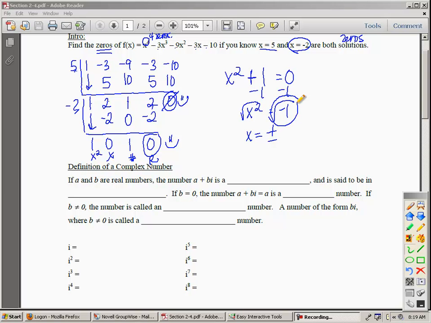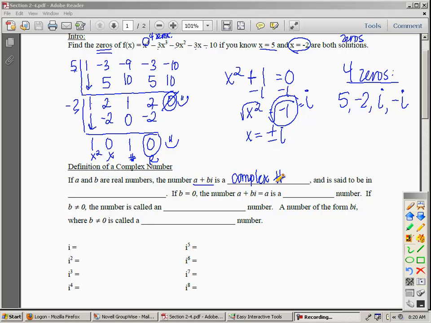And let's go back to a definition we should know. The definition for the square root of -1 is i. Therefore, my 4 zeros are 5, -2, a positive i, and a negative i. Okay, and that's going back to the idea of a complex number. So let's go to a couple of definitions a second. If a and b are real numbers, then a plus bi is what we call a complex number.